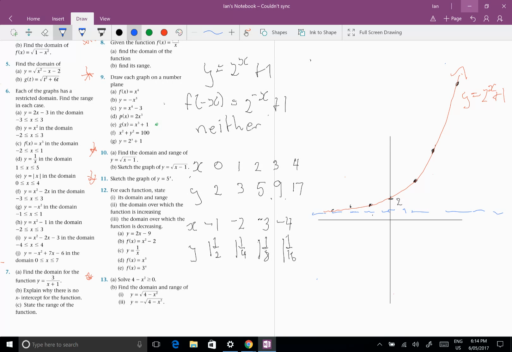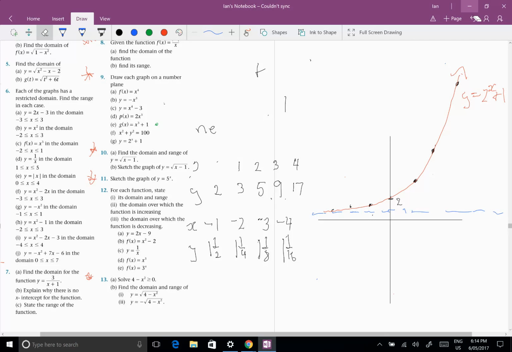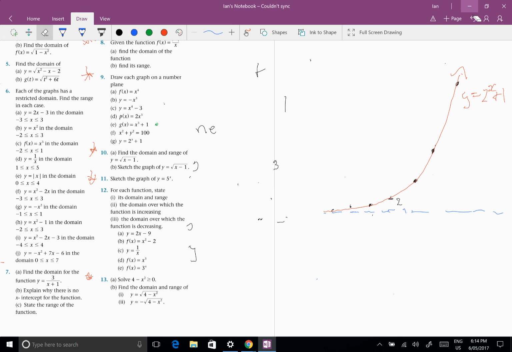Let's have a look at question 10. Now 10, it says find the domain and range and then sketch it. I reckon you're better off sketching it if you know what it looks like and then stating the domain and range. But in stating the domain and range, let's do it the way they want to do it.